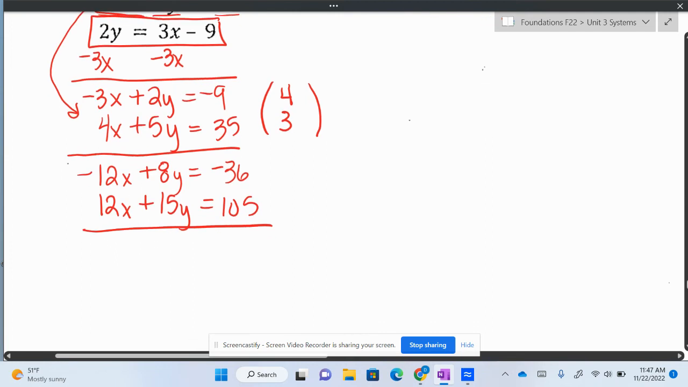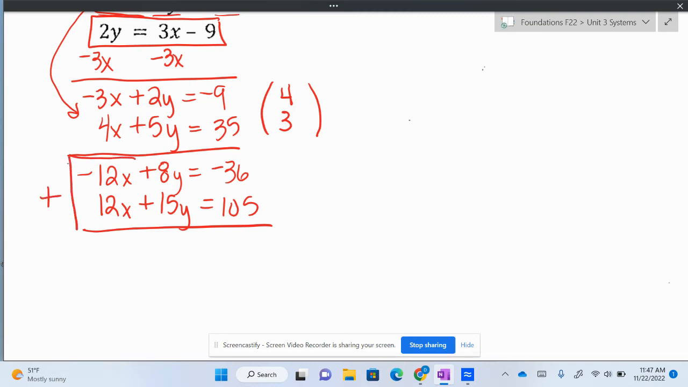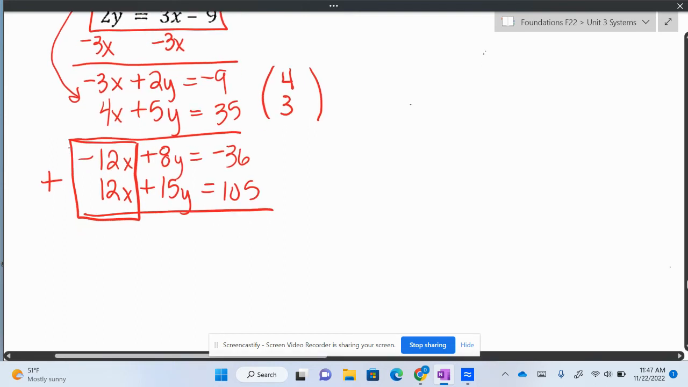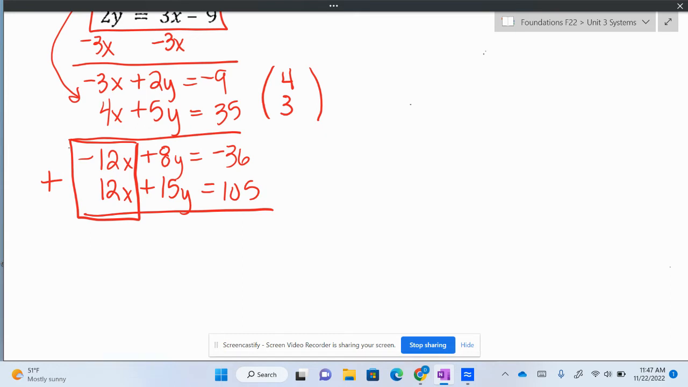Okay, so we're eliminating our x's. We're going to add these two together. What happens? Okay, so now what do I have when I add those two equations together? What is my total y's? How many y's do I have? 23y, good job, equals 105 minus 36. Okay. Divide both sides by 23. And I found out that y equals 3. Where am I going to put that y equals 3?